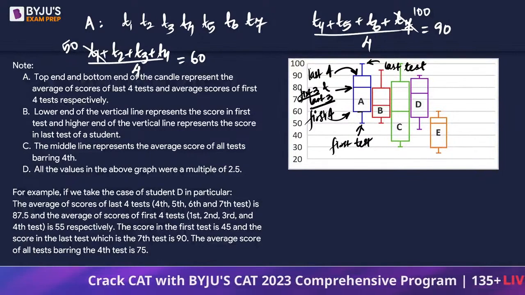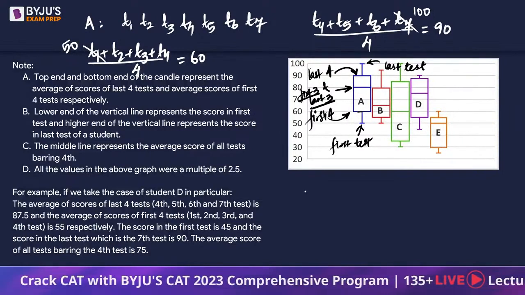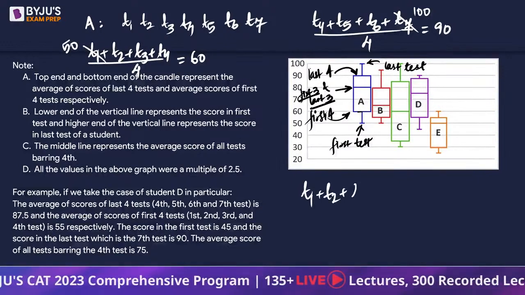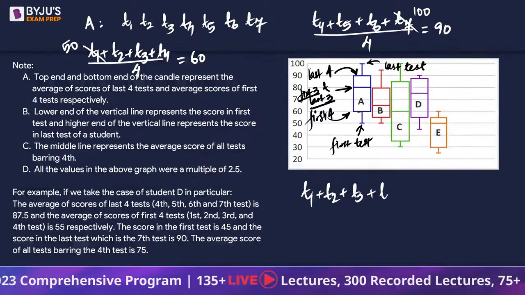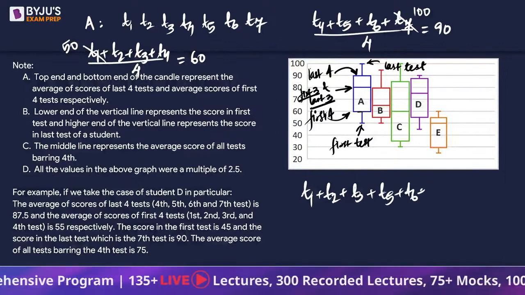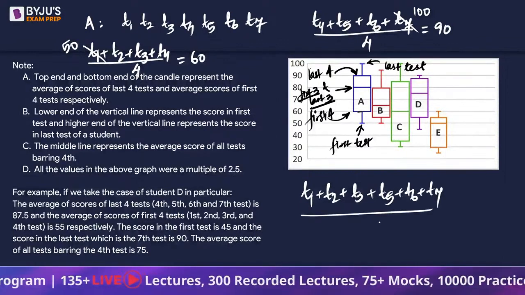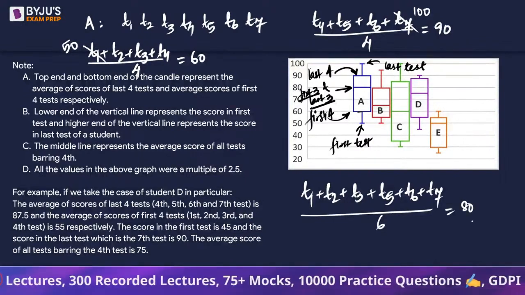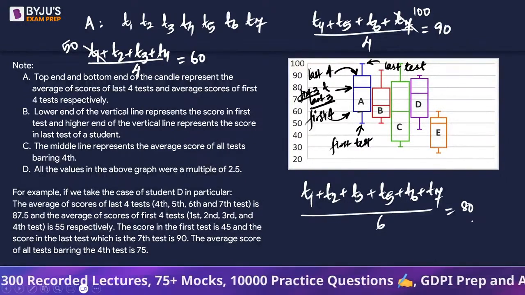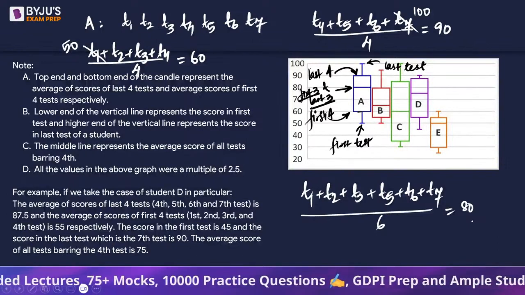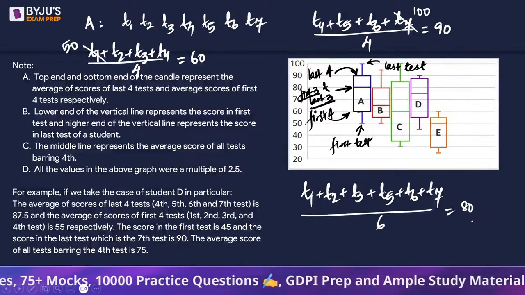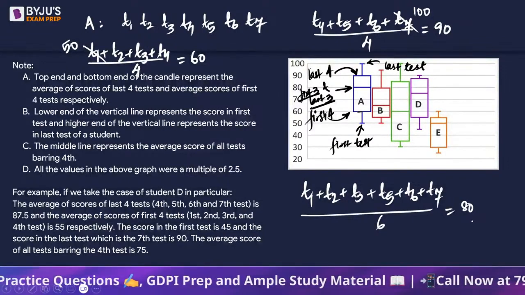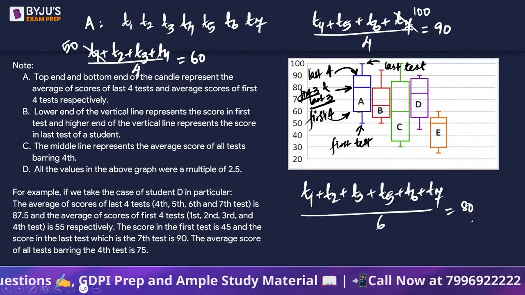Also, this middle number is the average of T1, T2, T3, we can't take T4, T5 plus T6 plus T7. So there are 6 such tests. Its average is given as 80. So if we look carefully, we have a total of 5 unknowns and we have only 3 equations, right? So we won't be able to solve it, but we can form a combination.